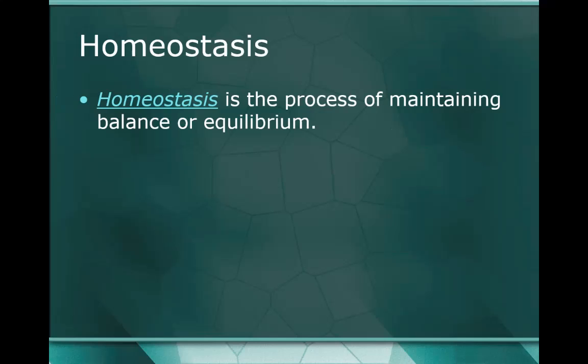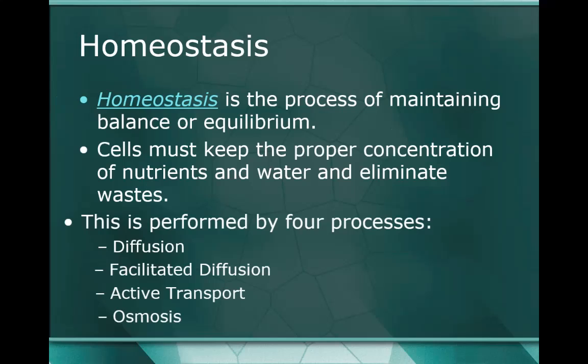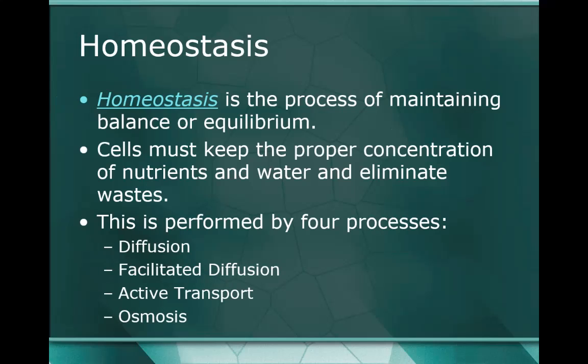Okay, and just like last time, cells have to keep the proper concentration of nutrients and water coming in and our wastes going out. This is done by four processes, two of which we covered last class. Those two were diffusion and facilitated diffusion. And today we're going to go over active transport and osmosis.